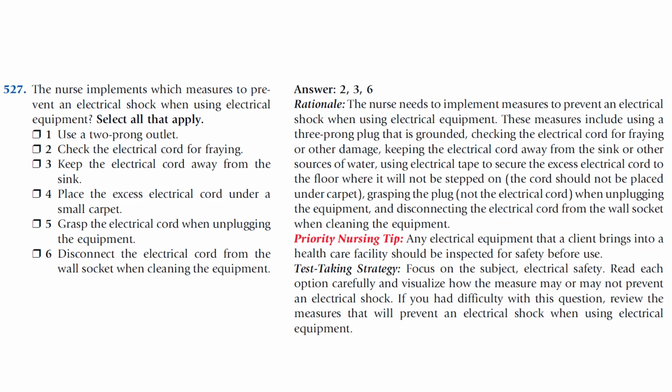Answer: 2, 3, 6. Rationale: the nurse needs to implement measures to prevent an electrical shock when using electrical equipment. These measures include using a three-prong plug that is grounded, checking the electrical cord for fraying or other damage, keeping the electrical cord away from the sink or other sources of water, using electrical tape to secure the excess electrical cord to the floor where it will not be stepped on, grasping the plug when unplugging the equipment, and disconnecting the electrical cord from the wall socket when cleaning the equipment.